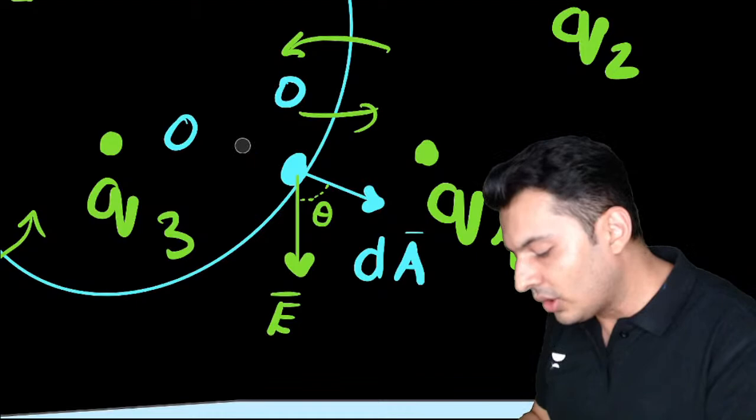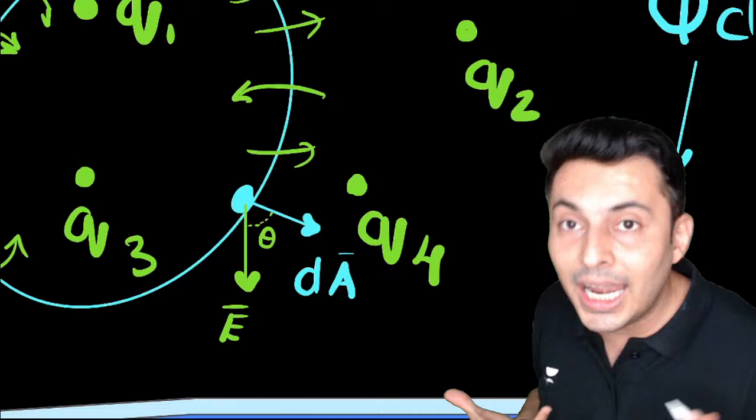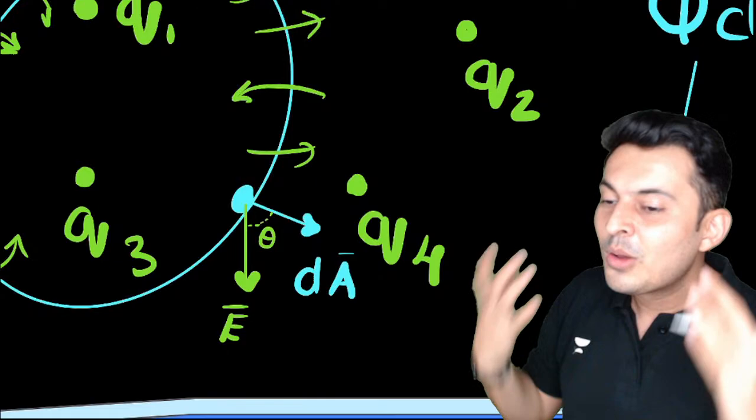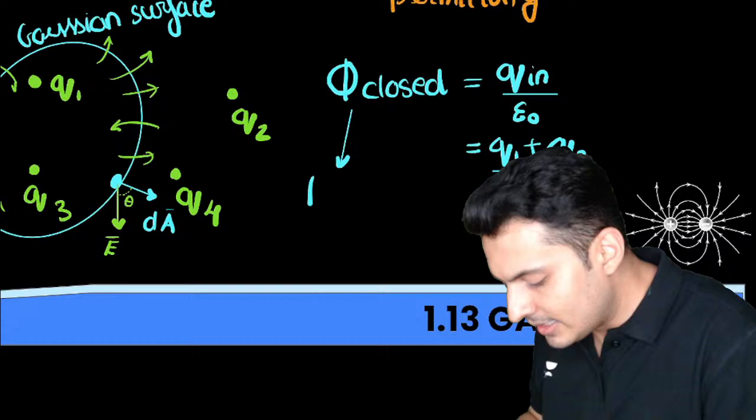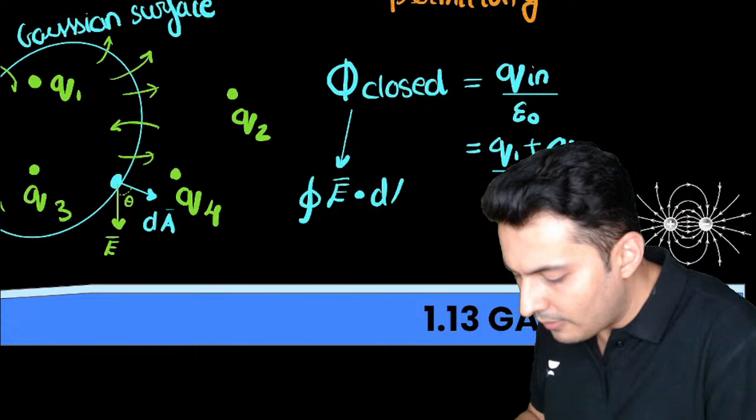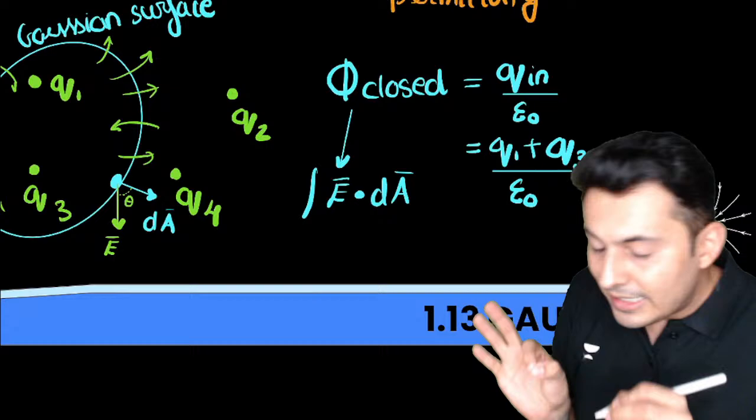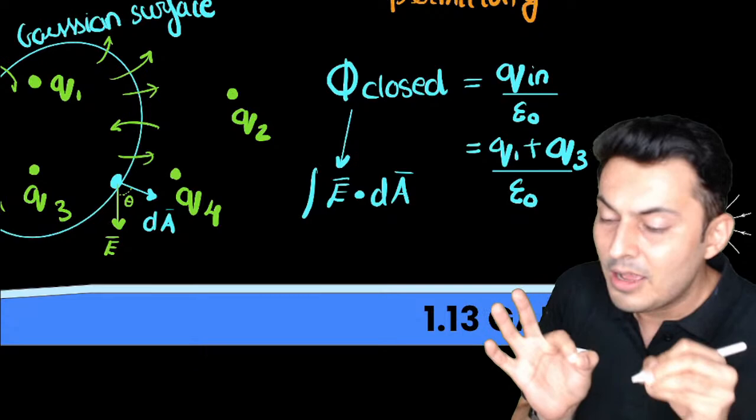So what do I need to do? Add them. What is the meaning of addition? Many such terms, if I have to add them, what is that term called? Obviously, integration. So can I just write this as cyclic integral electric field dot area vector? Electric field dot area vector is flux. So integrate. So summation, that is why that symbol has come.